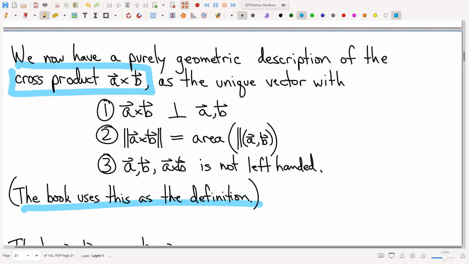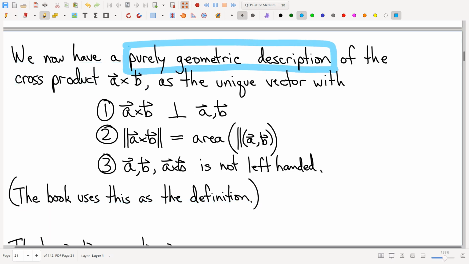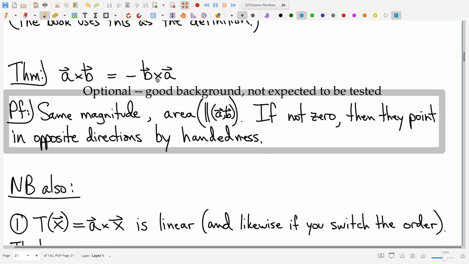But I did want to present that as something to think about. Whether you call it a definition or not, this certainly is a purely geometric description of the cross product. It's the unique vector that's perpendicular to A and B with magnitude given by the area and that satisfies a right-hand rule. And there will always be exactly one vector that satisfies these 3 properties. It will always be the cross product. So, okay. A couple more quickies.